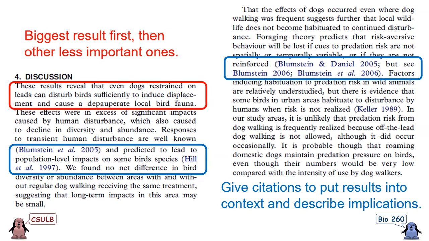The last major section of a paper is the discussion or conclusion section, and it generally begins with a clear statement of the most important major result as shown in the red box. Once the major result of this particular study has been described, the discussion should include references to other studies to put the conclusions into context and relate what was done to other work.